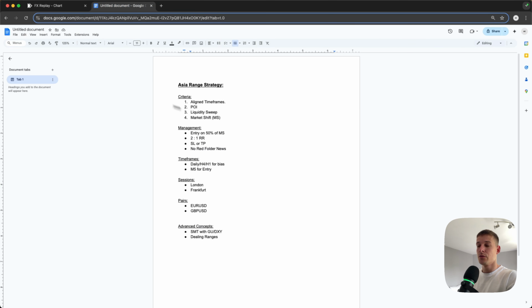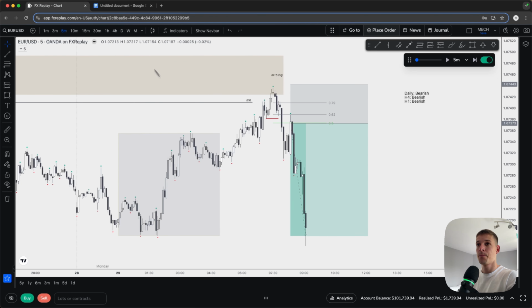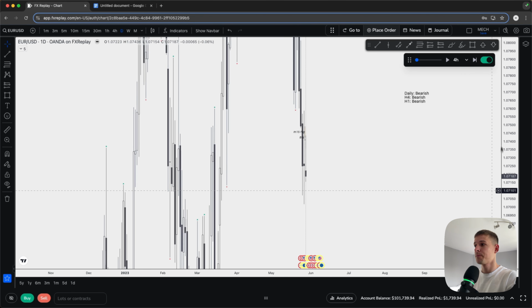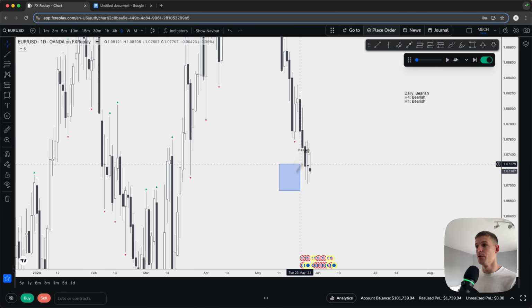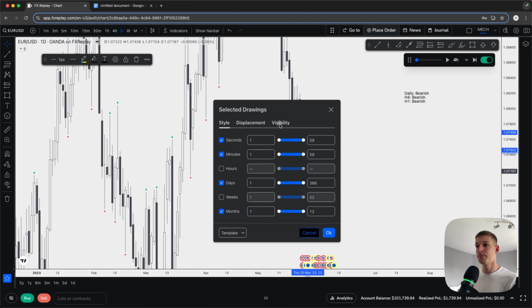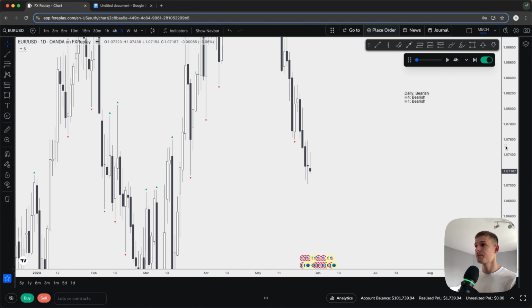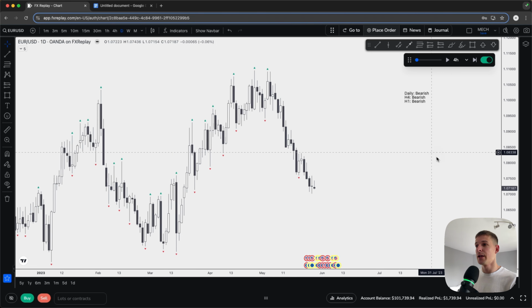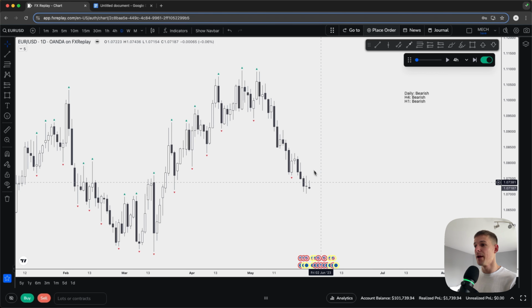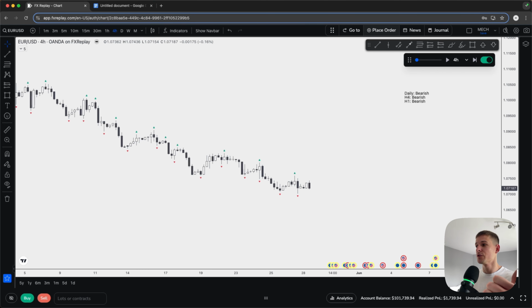So looking back at the criteria, what are we looking for? First criteria is aligned timeframes. So we jump to the daily, and I will remove this from the daily chart. What we can see on the daily is that price is clearly bearish. Price is clearly moving to the downside here. So that's fine. Bearish daily, what does the 4 hour look like?